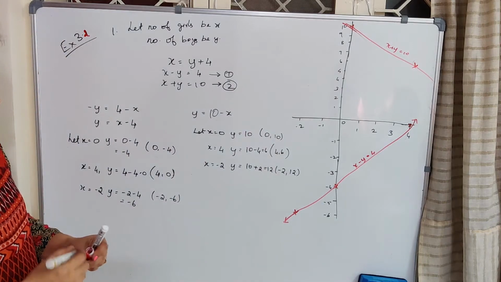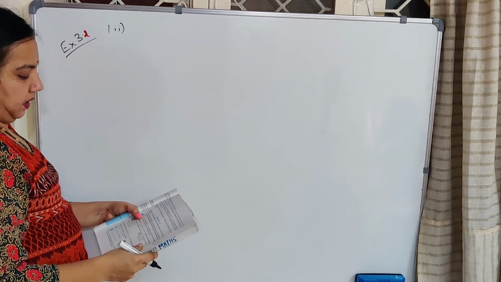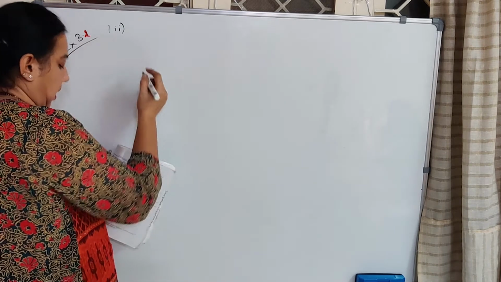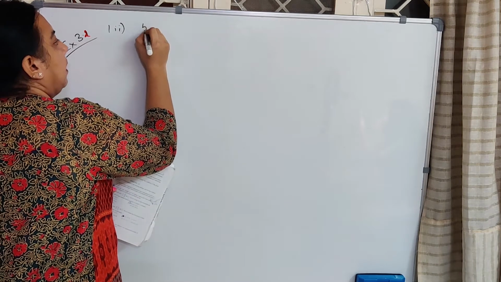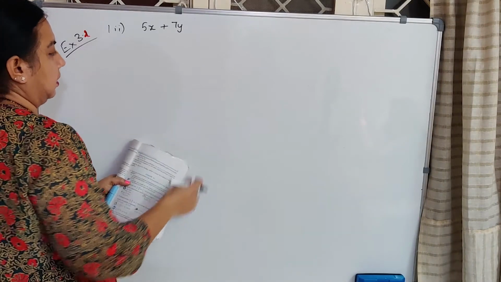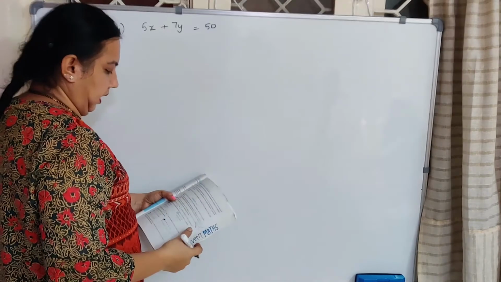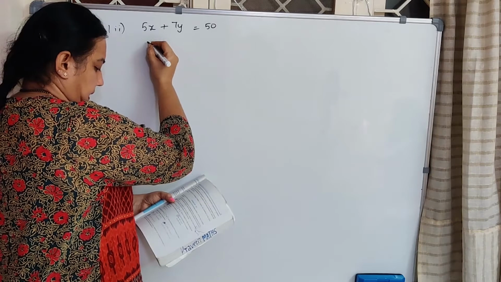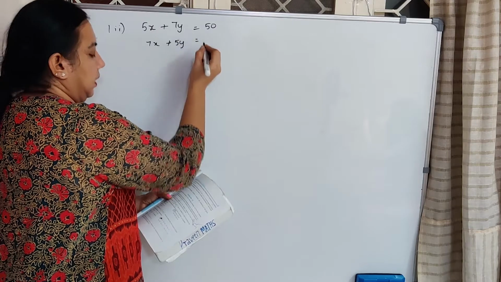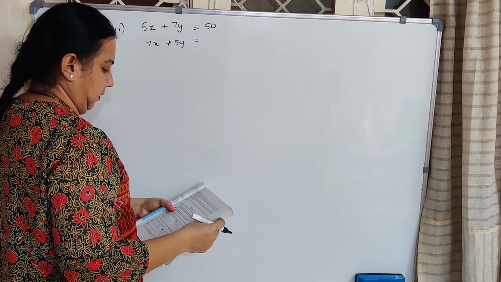Then we'll go to the second sum now. The second sum: 5 pencils and 7 pens. As usual, I keep the pencil as x and the pen as y. So the first equation will be 5x plus 7y, and together they cost 50 rupees. The second equation will be 7 pencils and 5 pens: 7x plus 5y, together it will cost 46. Find the cost.